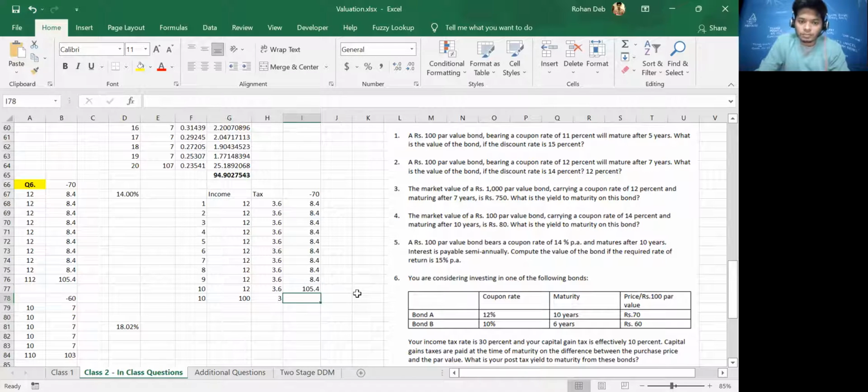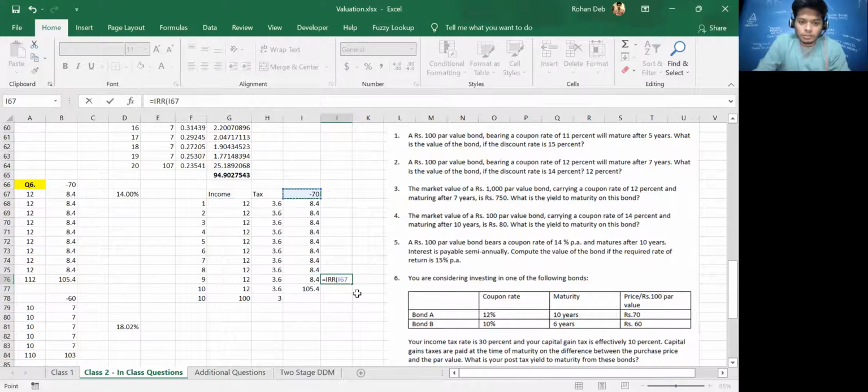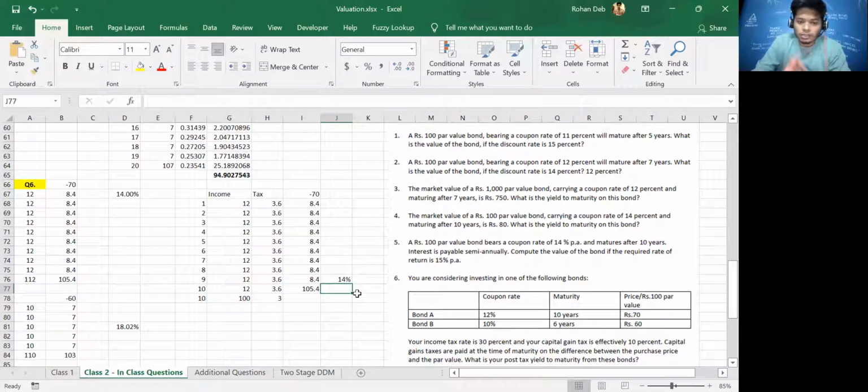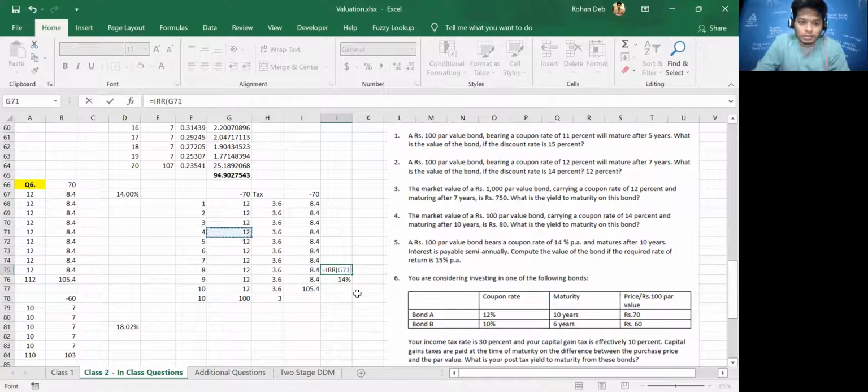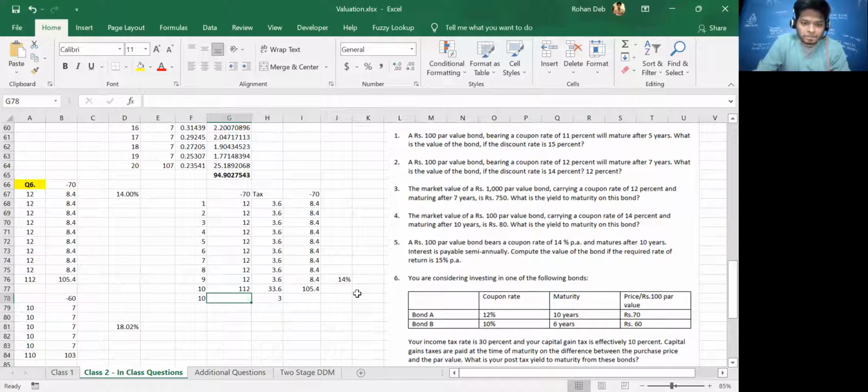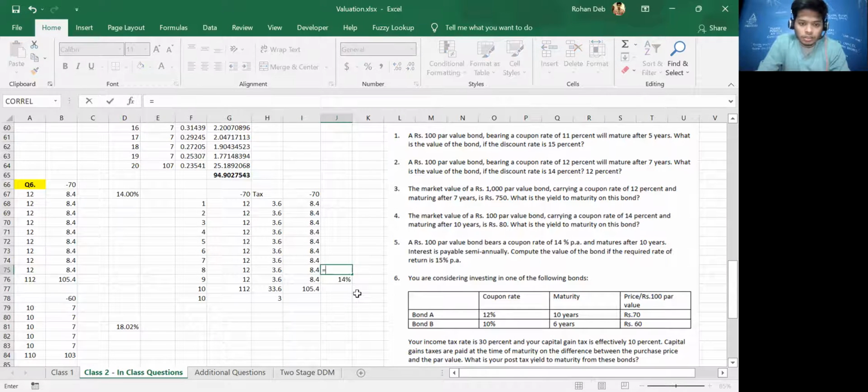105.4. So equal to IRR, and then go up, get the entire thing. So it comes to 14%. Okay. So the yield to maturity of that investment is 14% after tax. If I had to calculate the yield to maturity of that investment before tax, let's see how much it would have come. So if I had calculated that, equal to IRR, go here, then let me make this 112, equal to IRR.